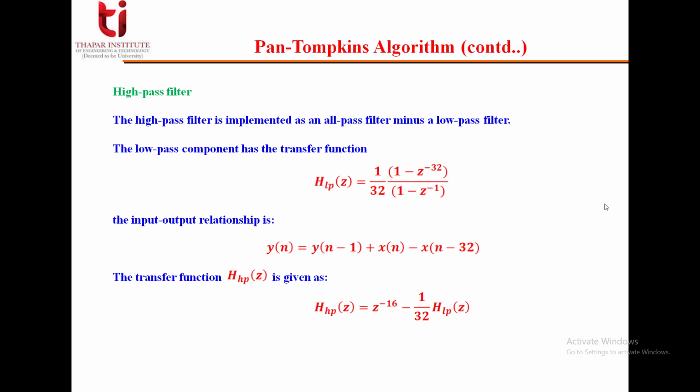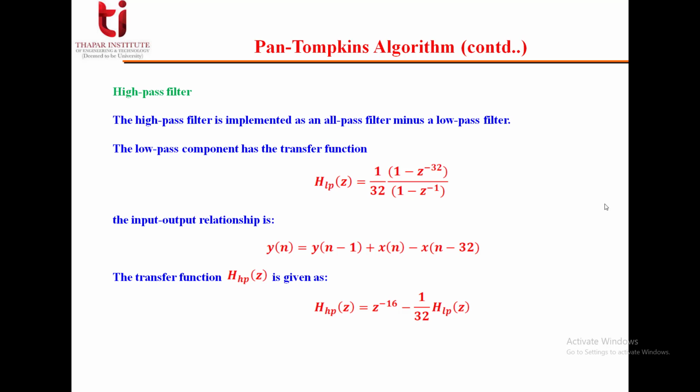Then coming over to the high pass filter. It is implemented as an all pass filter minus the low pass filter. So the low pass filter for this has a transfer function, as you can see, H_LP(z), LP means low pass. Then we have 1 by 32, in the numerator 1 minus z raised to power minus 32 divided by 1 minus z inverse. So this is the equation for the low pass filter used to make the high pass filter.